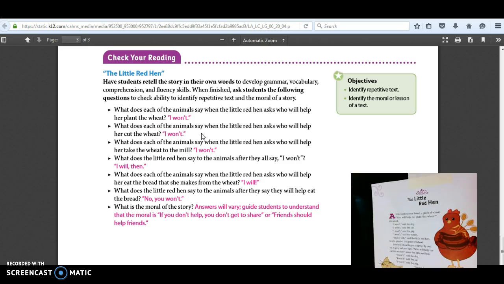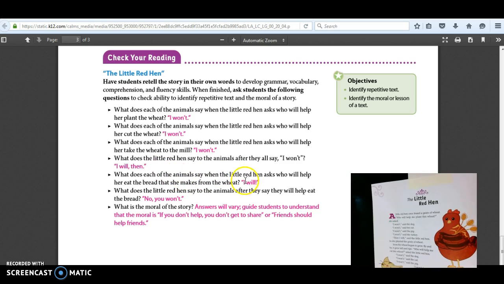Next question. What does each of the animals say when the little red hen asks who will help her take the wheat to the mill? What do the animals say? Tell your Learning Coach. If you said, "I won't," that is correct. Next question. What does the little red hen say to the animals after they all say, "I won't"? What does the red hen say? If you told your Learning Coach that she said, "I will," then you're correct.